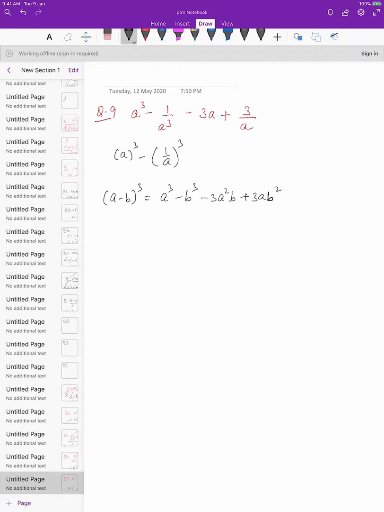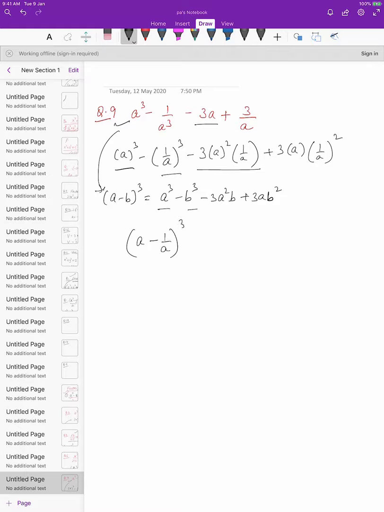You have to check whether the given question follows the pattern of the given identity or not. So first 2 terms are following a cube minus b cube. Now let's see, minus 3a square into b plus 3 into a into b square. So let's check out, is this term giving us minus 3a? Yes, 1a will get cancelled and we'll be left with minus 3a. Here it is a square in the denominator, so 1a will get cancelled and we are left with 3 upon a. So the given identity exactly follows the pattern of a minus b whole cube. So what is your a here? A only, and b is 1 upon a. So a minus 1 upon a whole cube. That is your question.